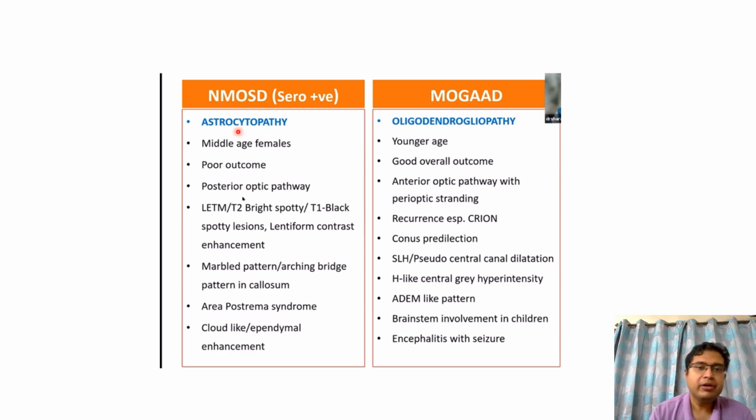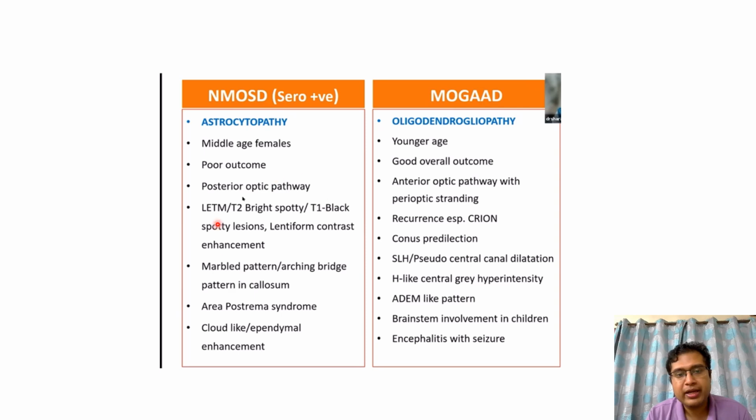So how to differentiate between NMOSD and MOGAD? These are some important points. MOGAD typically occurs in younger age group, while NMOSD is in middle age females. NMOSD typically has poor outcome because it has so many diseases associated with it, while MOGAD has a good overall prognosis. Posterior optic pathway is involved in NMOSD, while anterior optic pathway and perioptic stranding is seen in MOGAD.